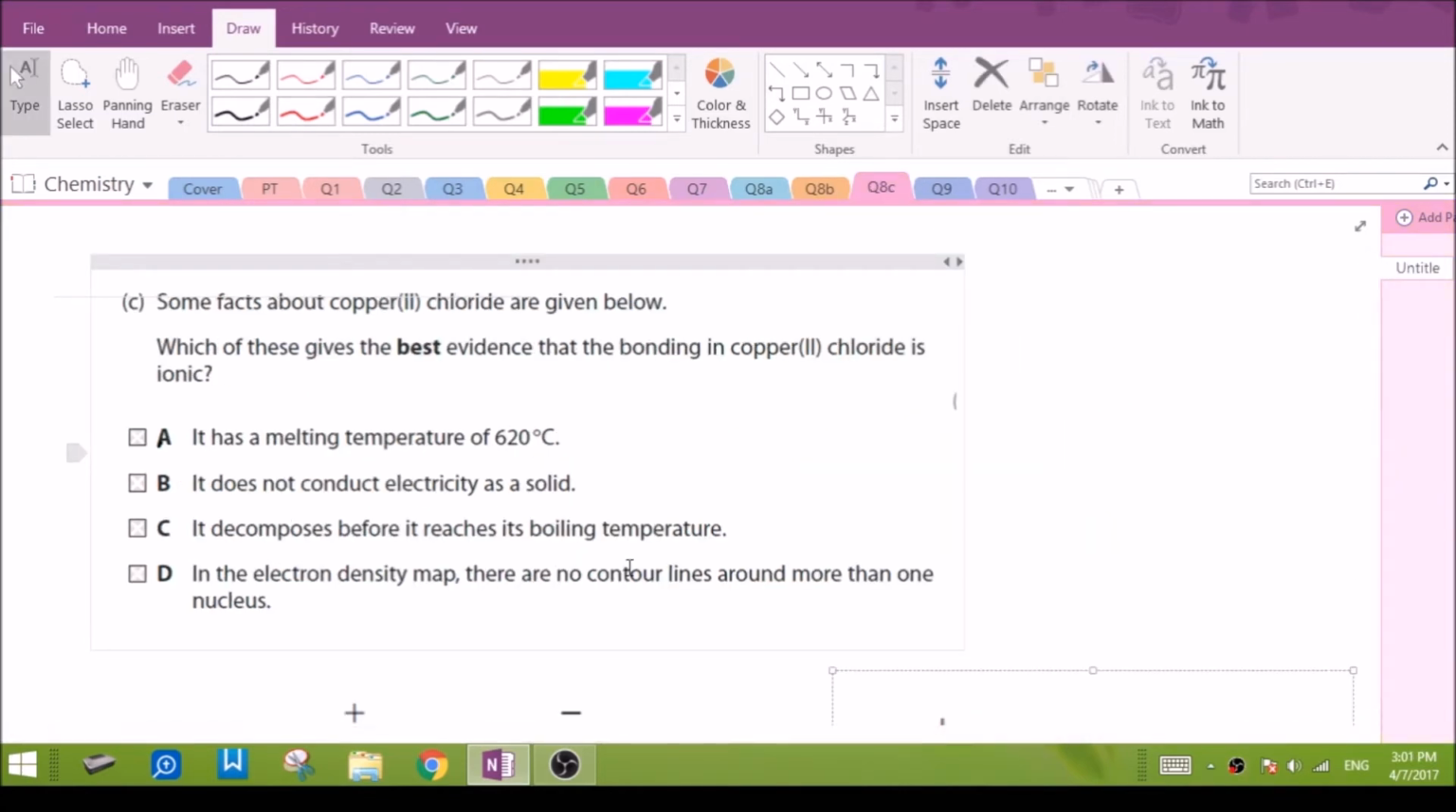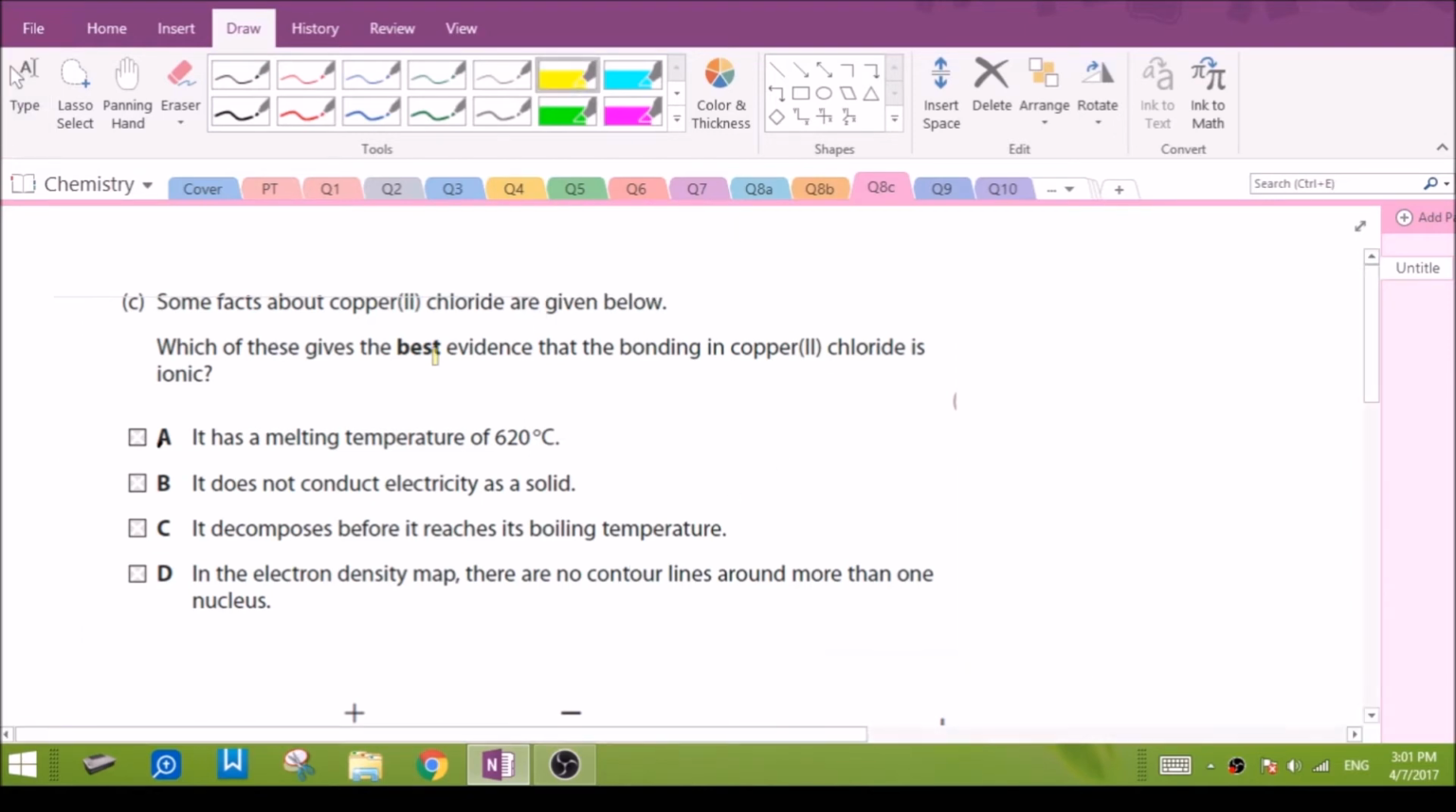Part C. Which of the following gives the best evidence that the bonding in copper chloride is ionic? So let's look at the options. It has a melting point of 620. Now, we know that generally ionic compounds have relatively high melting points, but the question is, is 620 considered high enough? And also we know that there are certain covalent compounds, giant covalent compounds, that have high melting points also. So having a high melting point is not totally conclusive that it is an ionic compound.